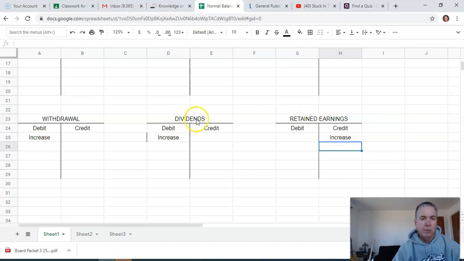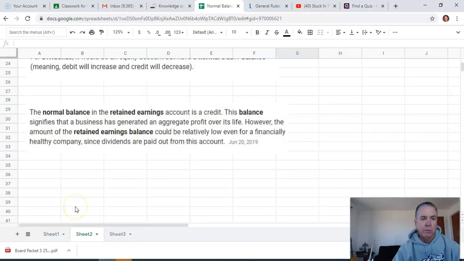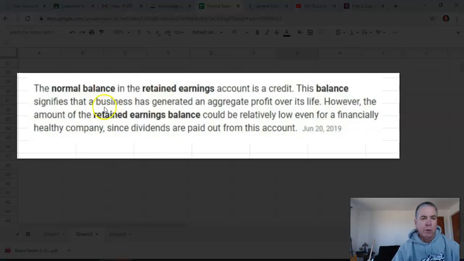Let's talk about these two real quickly. So retained earnings is the record of all the earnings of the corporation over the life of that business. And the dividends are the paying out of the retained earnings. In fact, let's take a look. I have an image here. There we go. The normal balance in the retained earnings account is a credit.